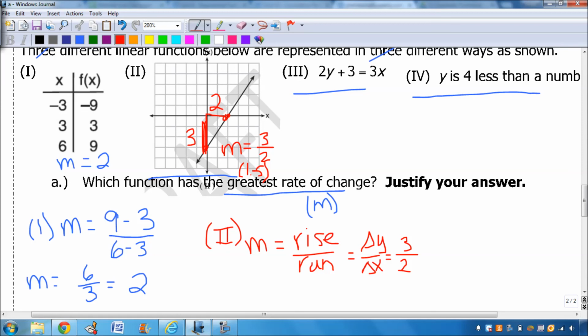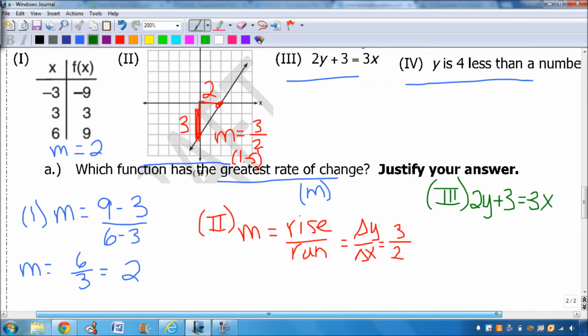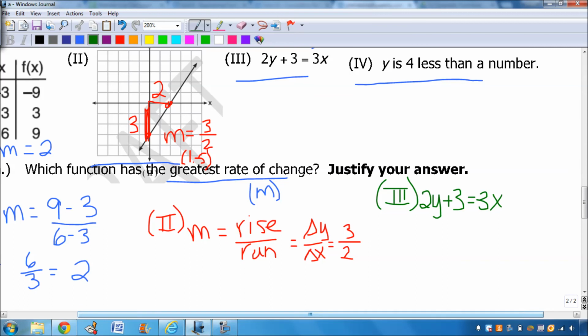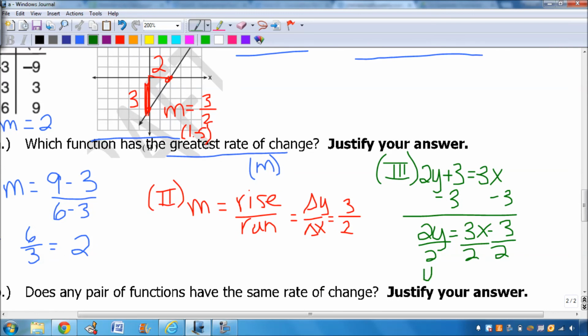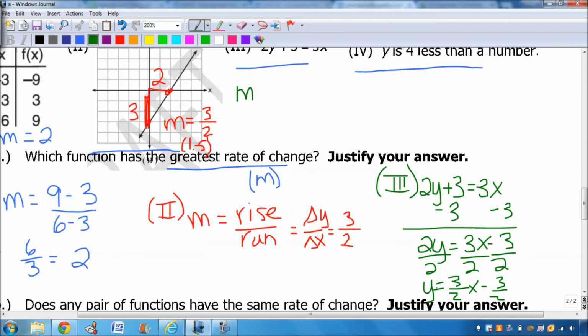All right, so now let's figure it out for number 3. Function number 3 is in an equation format. So in order to figure out what the slope of function number 3 is, I just have to isolate y. So I'm going to subtract 3 from both sides, and I end up getting 2y equals 3x minus 3. And then I would divide everything by 2. So that means that y equals 3 over 2 x minus 3 over 2. So that means that the slope of this function right here is also 3 over 2, okay?